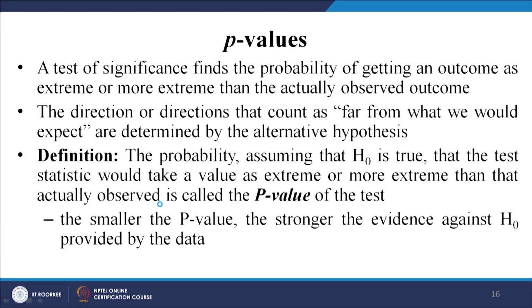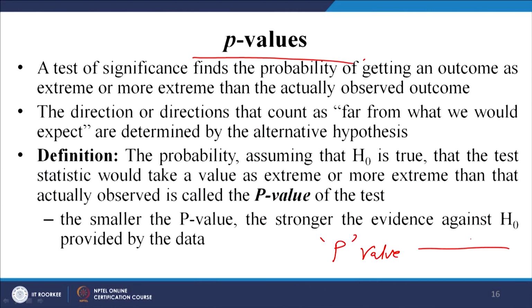So, what is this P value? You have seen many times in statistics or in any publication that nowadays they are writing the P value. What is this P value and what does it indicate basically? The P value is a test of significance which finds the probability of getting an outcome as extreme or more extreme than the actually observed outcome. Now, let us understand the meaning of that.